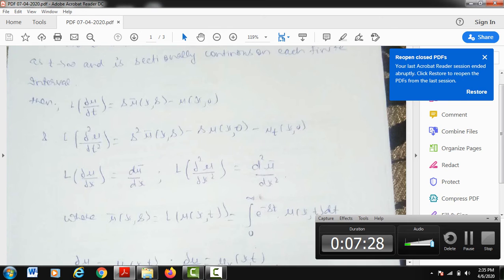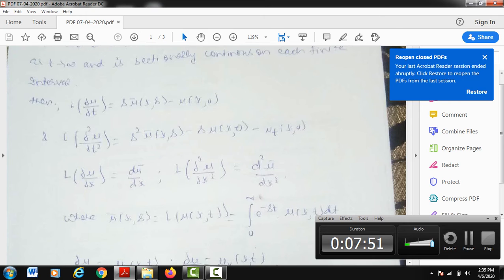But whenever you are calculating the Laplace transformation of ∂u/∂t or ∂²u/∂t², I am telling you students, whatever is the order of the partial derivative, that will be the degree of the equation which you are writing on the right hand side. So for ∂u/∂t, you will write like this: s u bar(x,s) minus u(x,0). When it is the second order partial derivative, you will write s² u bar(x,s) minus s u(x,0) minus u_t(x,0).